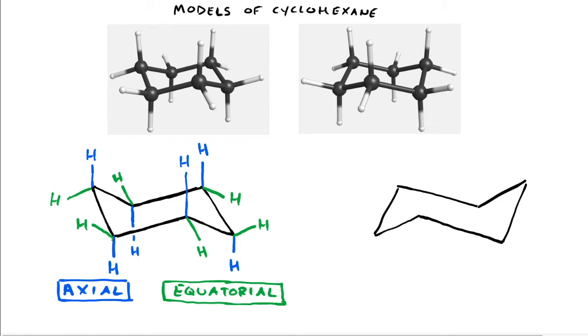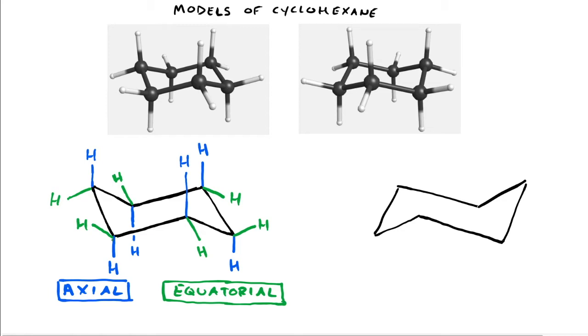And one of those will be axial and one of those will be equatorial. Depending on the carbon, the equatorial position will be up or down, and the axial position will be up or down, but there will be one up position, one down position, one equatorial position, one axial position per carbon.